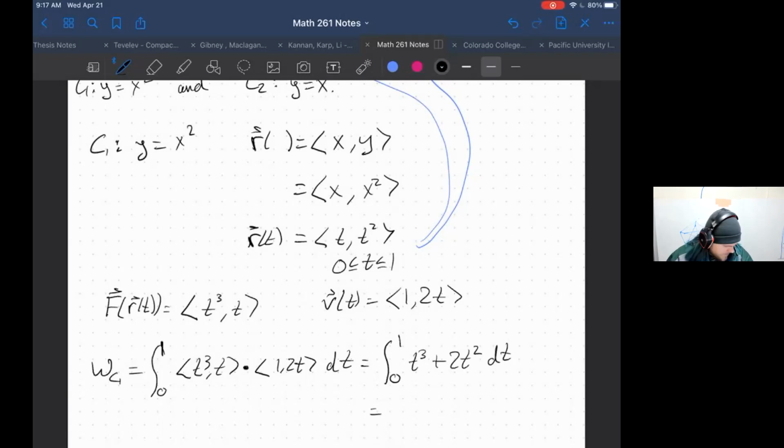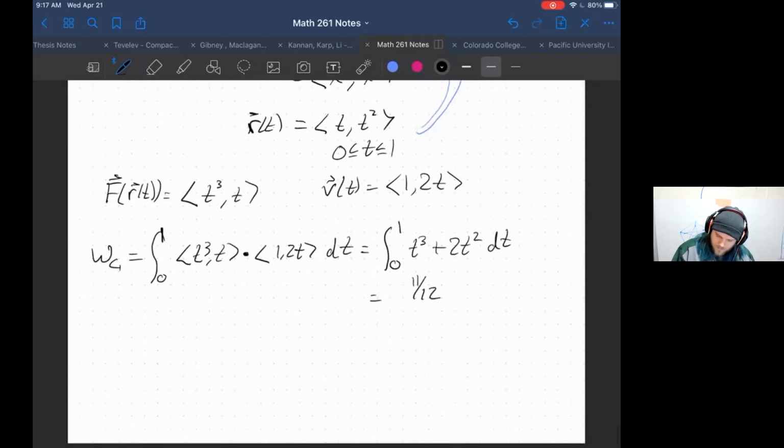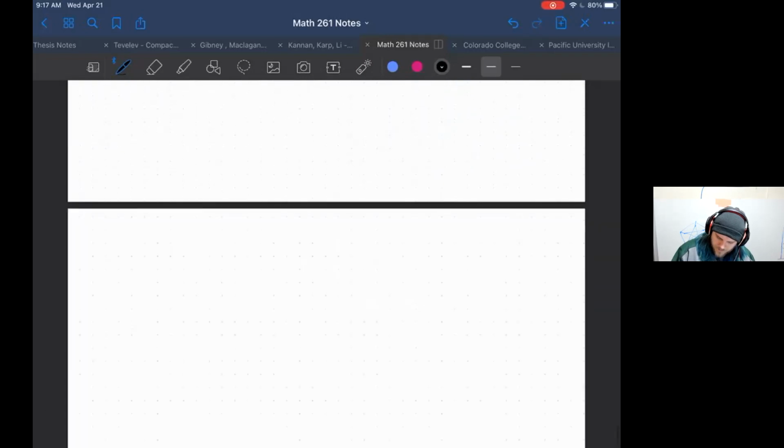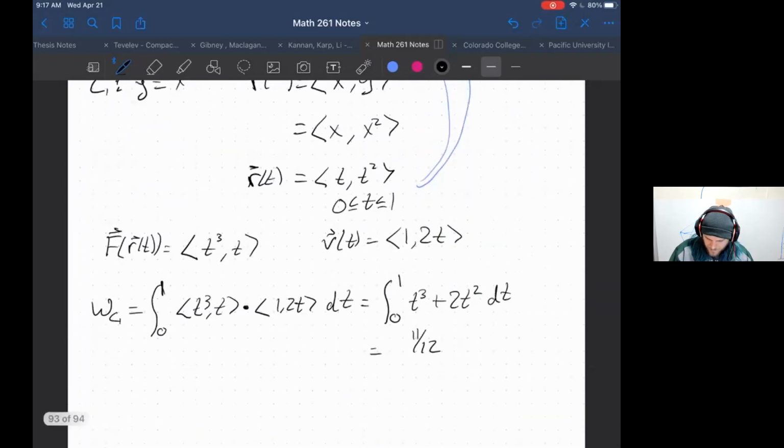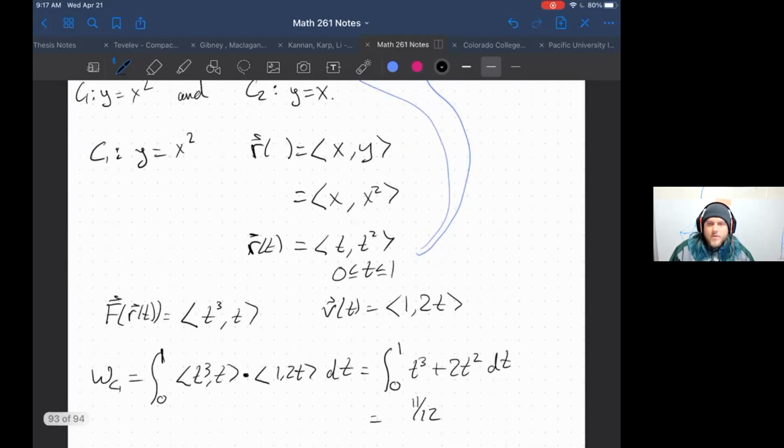Again, we're going to skip the actual integration process, and I'll skip forward to just the number you get. This value should be 11/12. So again, it's positive. Context tells you that the vector field is kind of pushing you with this quantity overall. Okay, great. So we've done this work for curve 1. Now we want to do the same thing for curve 2.